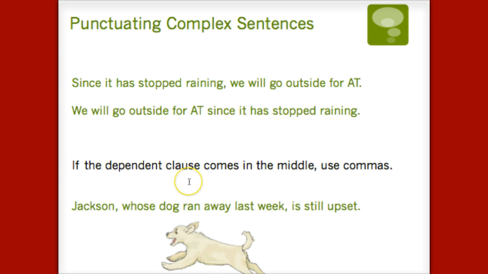If the dependent clause comes in the middle, we usually use commas. The only reason we would not is if it's a necessary dependent clause, and we'll be covering that at a later time. All right, well, make sure that you complete your note sheet. You'll see more details on the note sheet about relative pronouns, conjunctive adverbs, wherein you can use a semicolon with your conjunctive adverb. There's a new sentence pattern there for you.